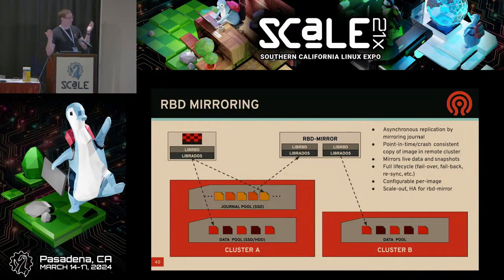The RBD mirror daemon is scale out in HA, but also, yes, this is ludicrously expensive because you're doing a full data journal of everything you write and then reading it out and writing it out across the network. So if you have rapidly changing systems, maybe this is not the right solution for you.